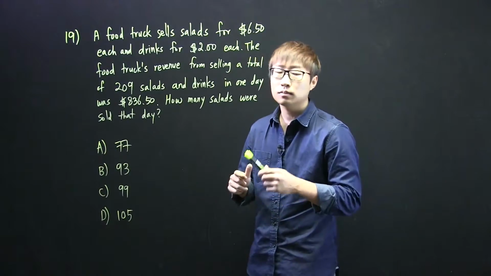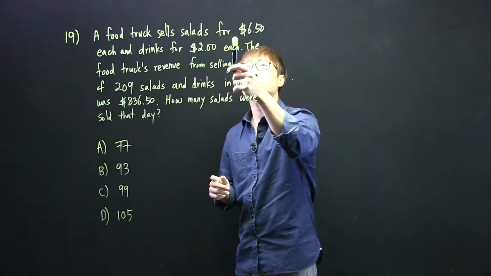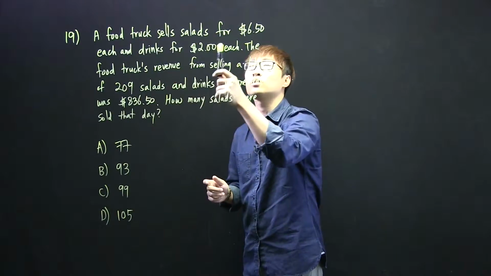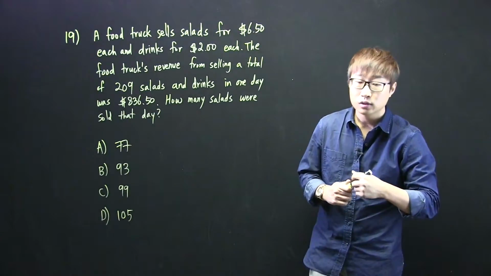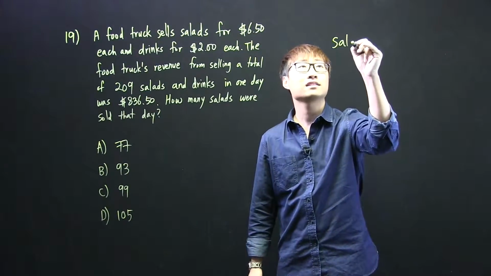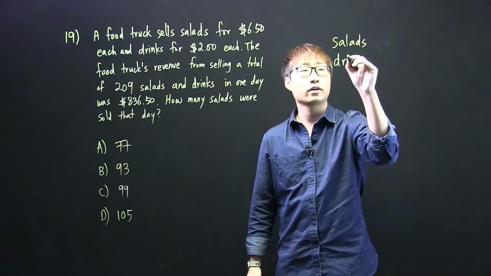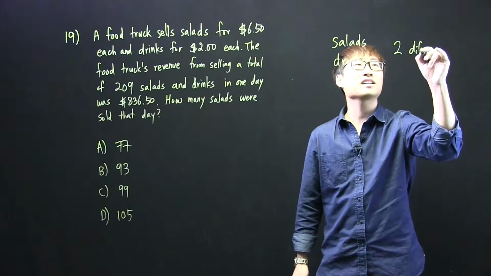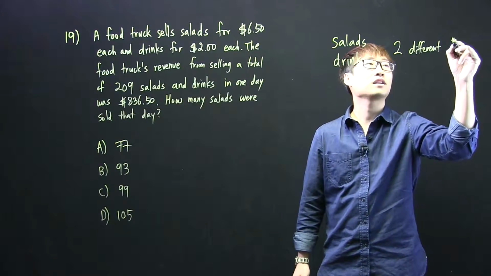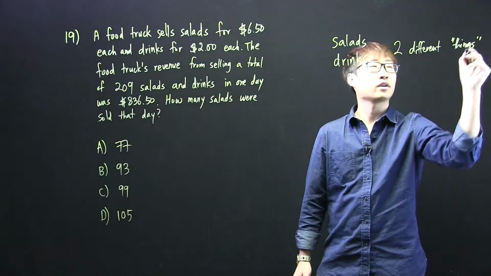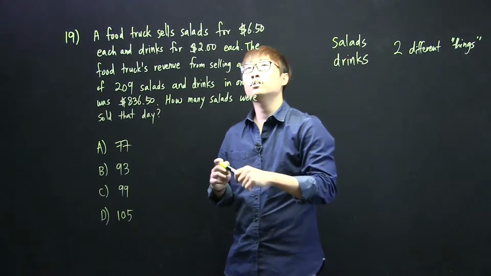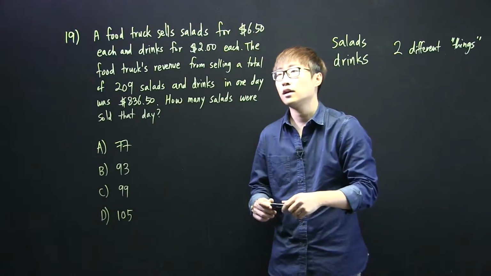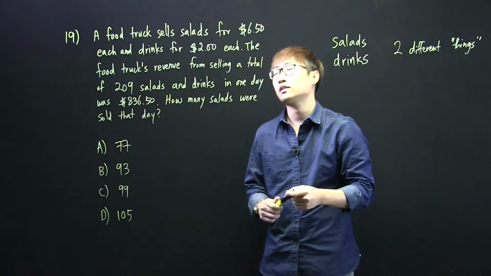As soon as I read the problem, I figured out that I'm probably going to be doing systems of equations. Let's read the problem once again. Salads were sold at $6.50 each and drinks were sold at $2 each. Already there, we've got two different things going on: salads and drinks. And then I read again, and it goes, the food truck's revenue from selling a total of 209 salads and drinks in one day was $836.50.